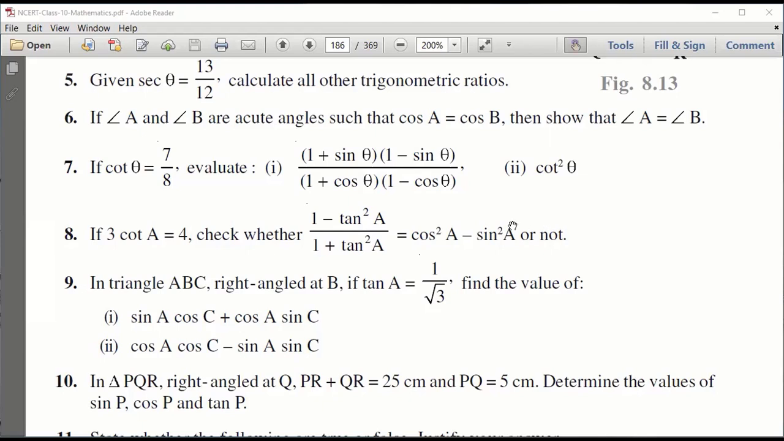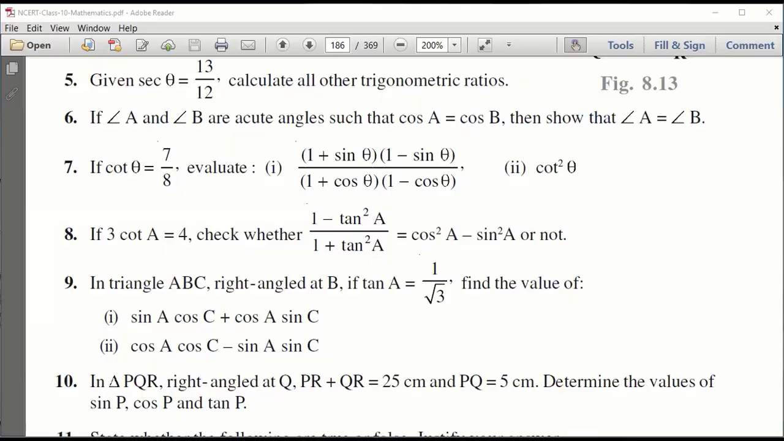So what I was saying, Nikhil and everyone, is if you divide the whole numerator and denominator by sine theta, see what happens. If you divide numerator and denominator both by sine theta, what will happen? First term becomes 1 by sine theta. What is that? Cosec theta, right?